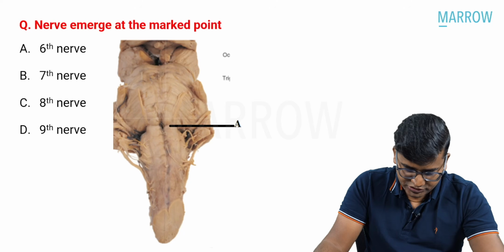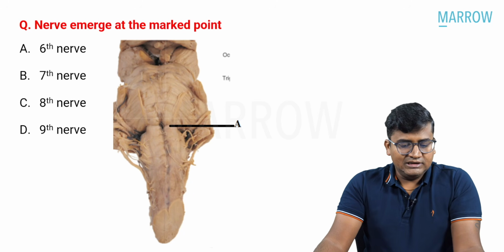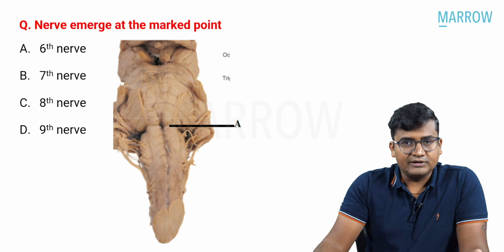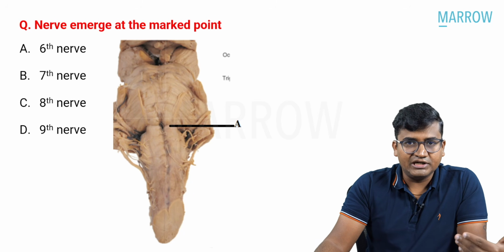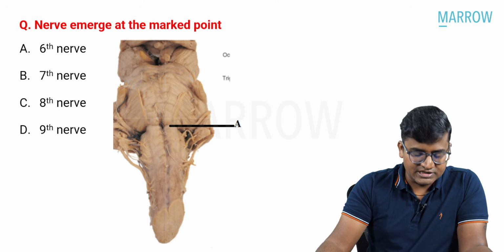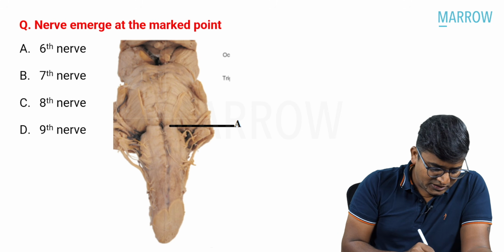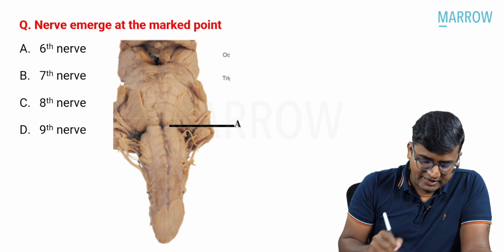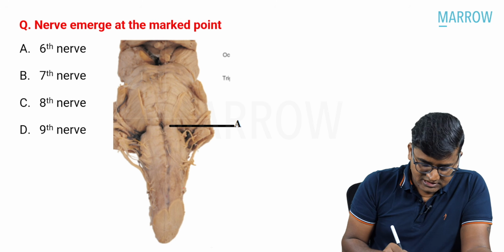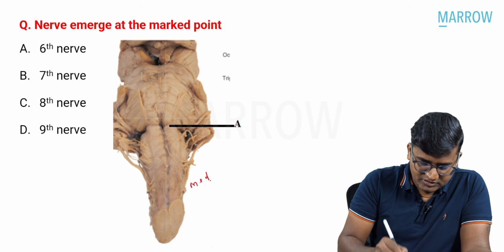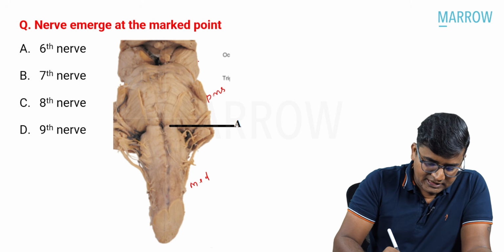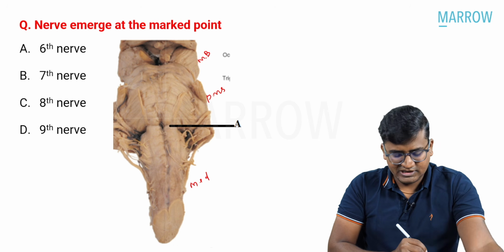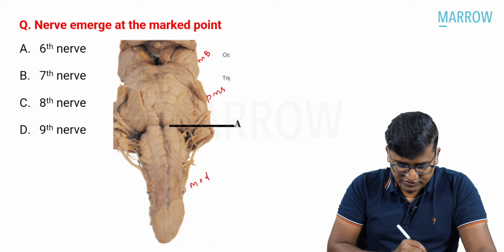Okay. Now the first question is from the neuroanatomy topic. The nerve emerges at the marked point. So now this is the cadaveric image they gave. This is the ventral view of the brainstem. Now in the ventral view of the brainstem, this is medulla, this is pons, and this is midbrain. Now we see the image and then we can proceed further.